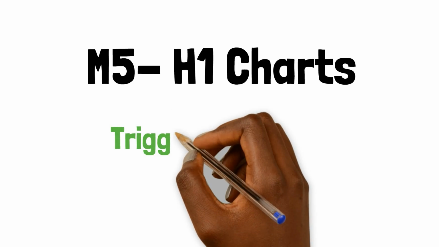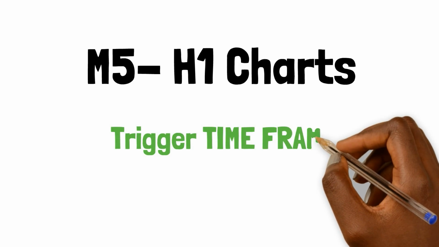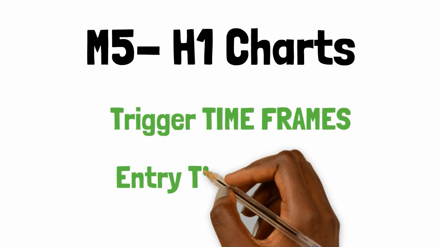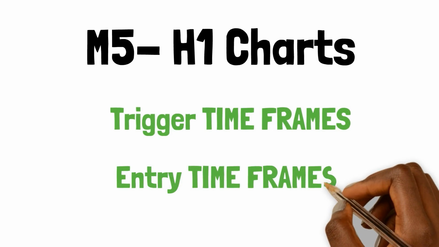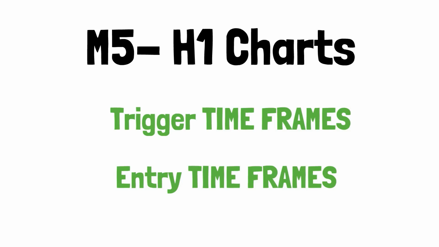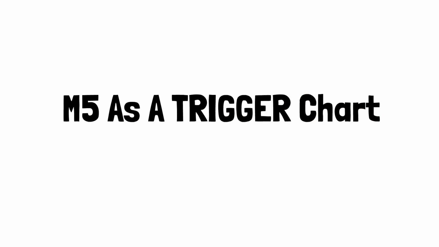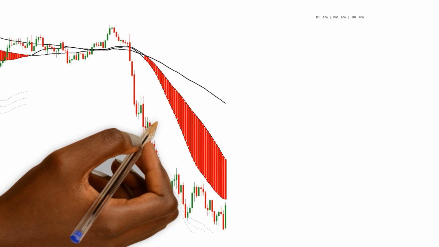Let me show you what I'm talking about further. Let's take 5 minutes to H1. This is where I'm going to look for triggers. These are my entry time frames. I'm going to look between those two time frames for signals. Let's say M5 is a trigger time frame. For example, what can I look for on M5 using the current markets?